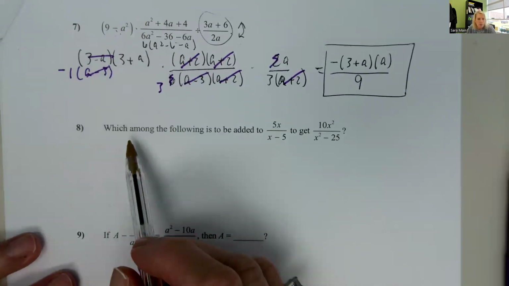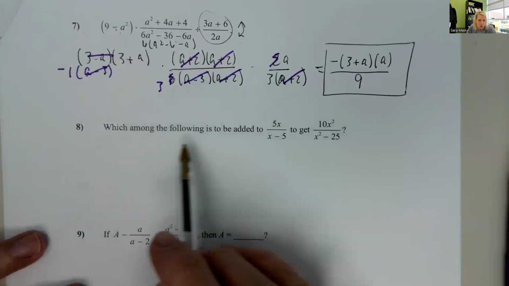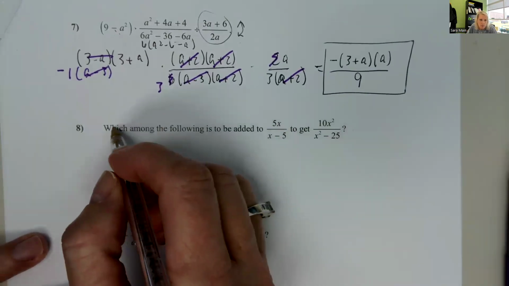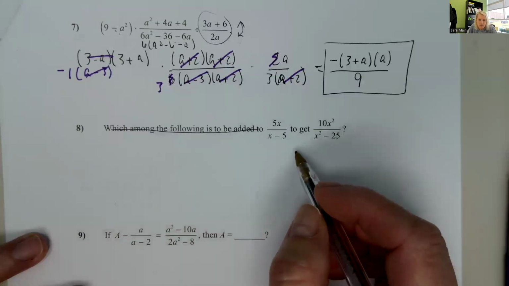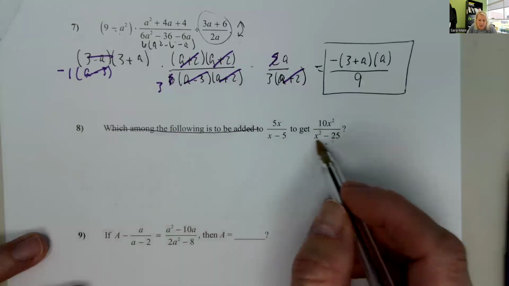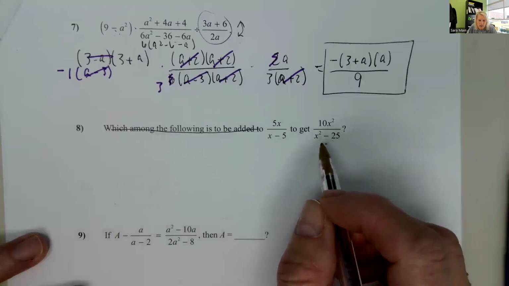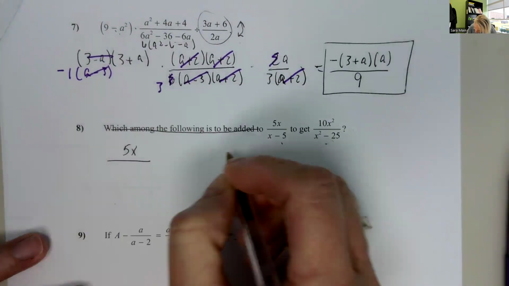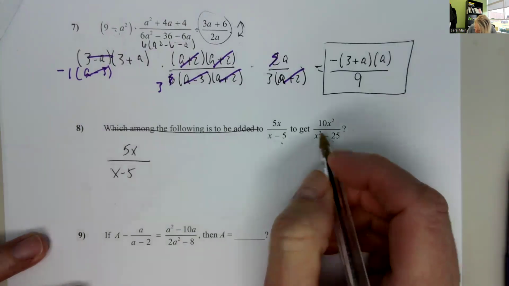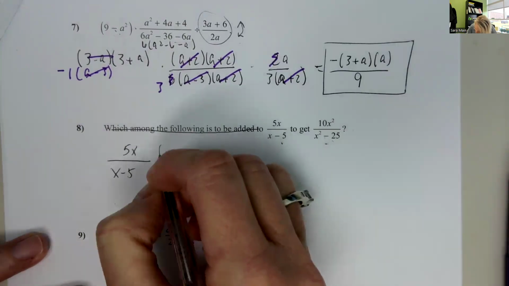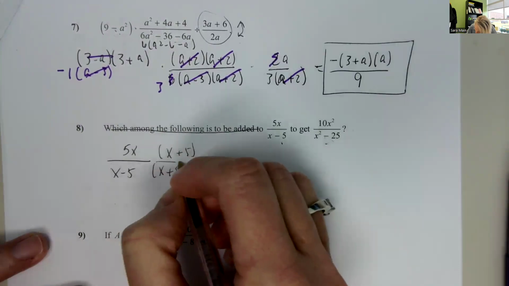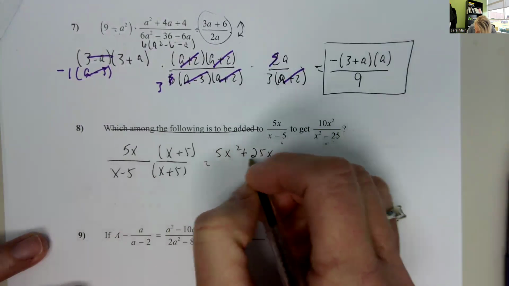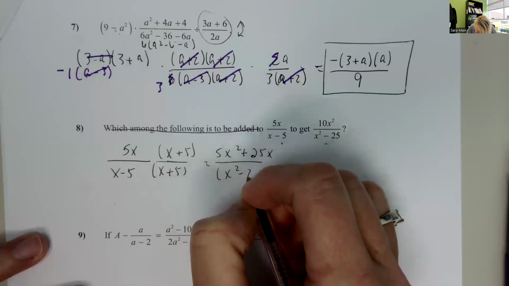Number 8 was a multiple choice that I kind of cut out. So the wording is weird. It says, which among the following is to be added to this to get to that? So it's more like I'm just seeing the connection here with the LCD. So I would need to multiply 5x. To get to this, I'd have to multiply by an x plus 5 over x plus 5. And then we'd have 5x squared plus 25x over the difference of squares.